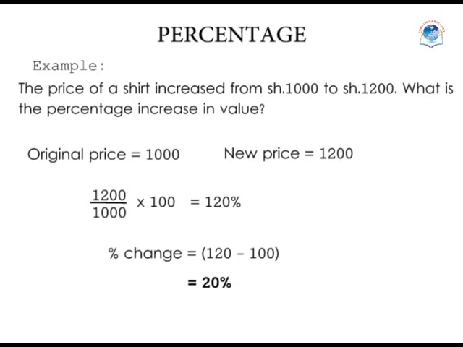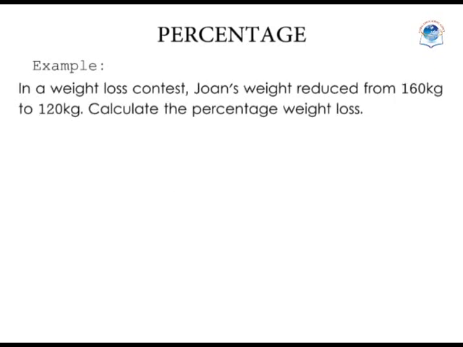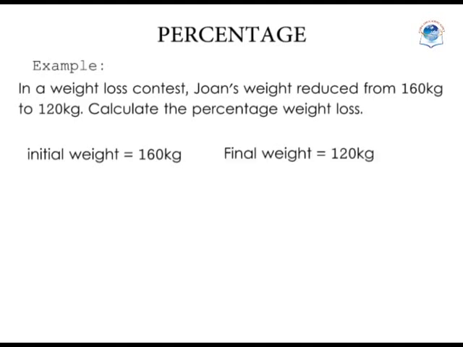It works even if the quantity reduces. For example, in a weight loss contest, Joanne's weight reduced from 160 kilograms to 120 kilograms. Calculate the percentage weight loss. In the first method, we can first get the weight difference and express it as a percentage of her original weight. The original weight is 160 kilograms, and the final weight is 120. The weight loss is 40 kilograms. So 40 over 160 times 100 gives us 25%. So 25% is the percentage weight loss.